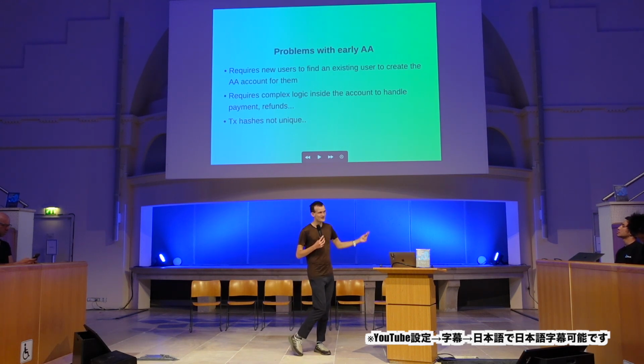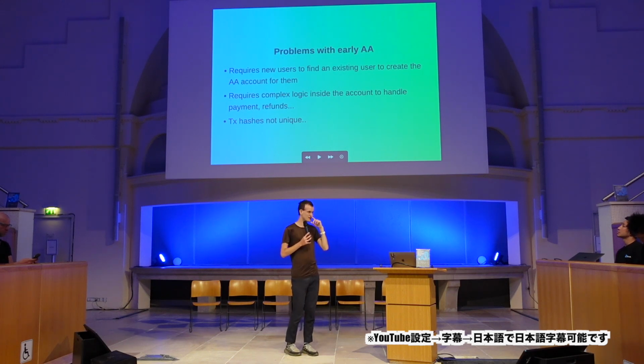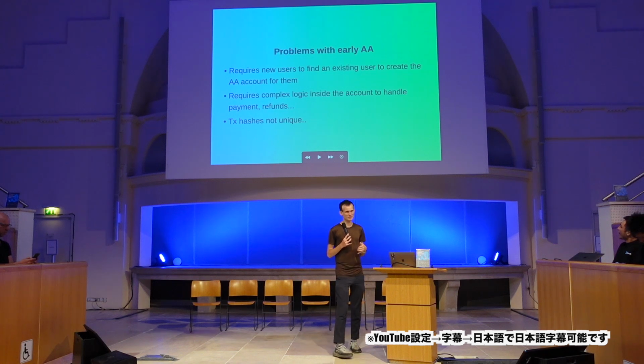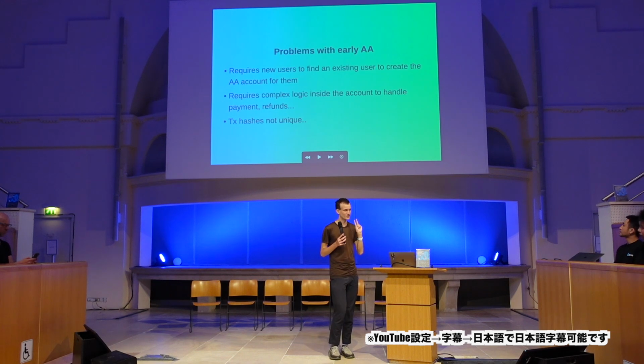And then finally at the end, you have to do some extra accounting and figure out how much gas you have not spent and then get that gas refunded, right? So account logic actually gets pretty complex, and any code that's written could potentially have bugs, and so this is bad. Finally, transaction hashes are not unique, right?